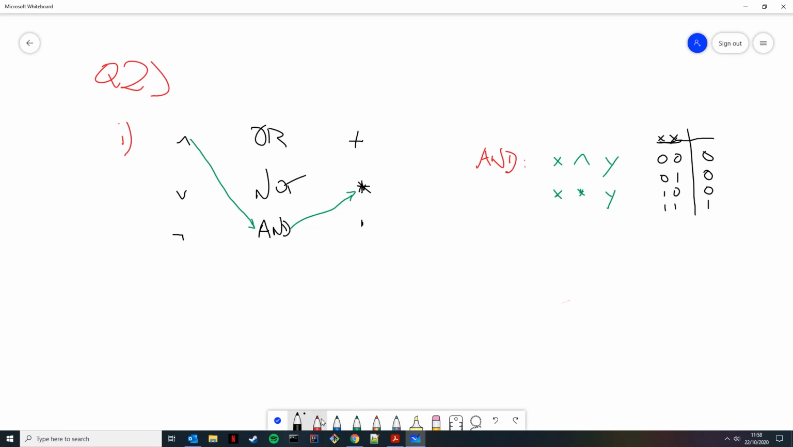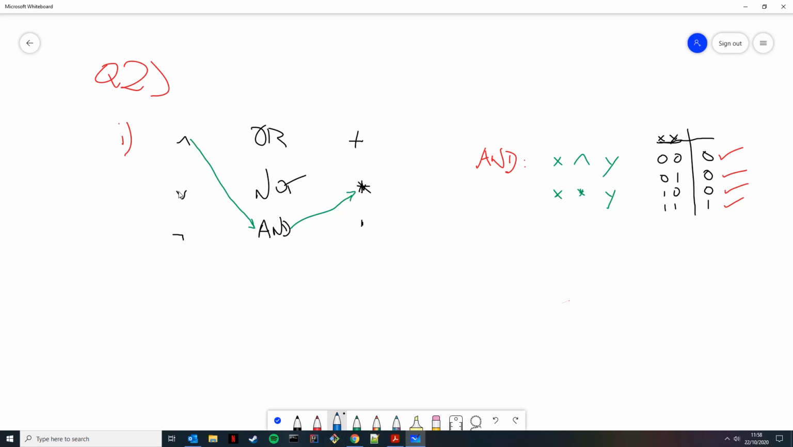Now if you look at this in terms of multiplication, x multiplied by y: 0 multiplied by 0 is 0. 0 multiplied by 1 is 0. 1 multiplied by 0 is 0. And 1 multiplied by 1 is 1. So there's our and. That is what this caret operator means. It just means and. Let's move on to our next operator.